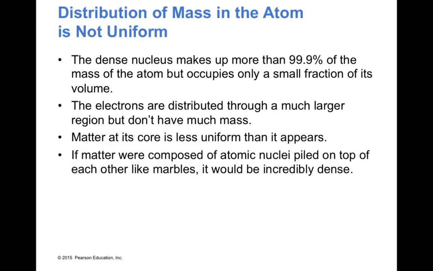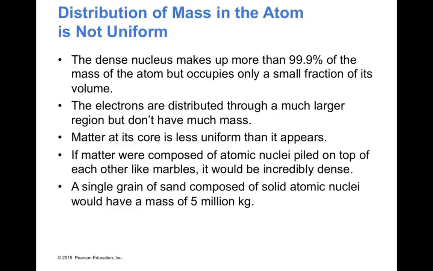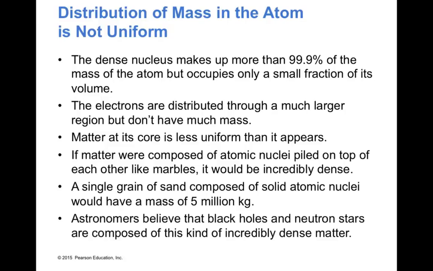If matter were composed of atomic nuclei piled on top of each other like marbles, it would be incredibly dense. A single grain of sand composed of solid atomic nuclei would have a mass of 5 million kilograms. Because of that large area around the nucleus, atoms are not that heavy, so the mass is more manageable. Astronomers believe that black holes and neutron stars are composed of this kind of incredibly dense matter.